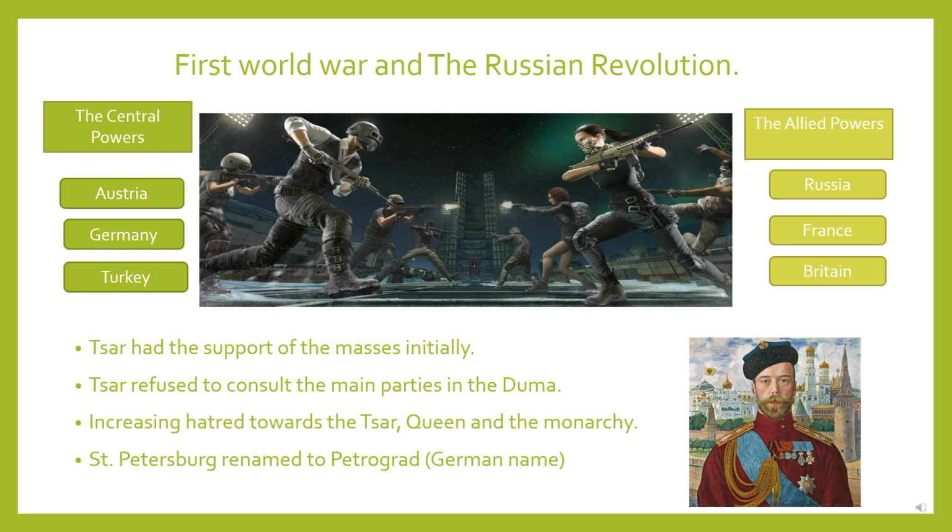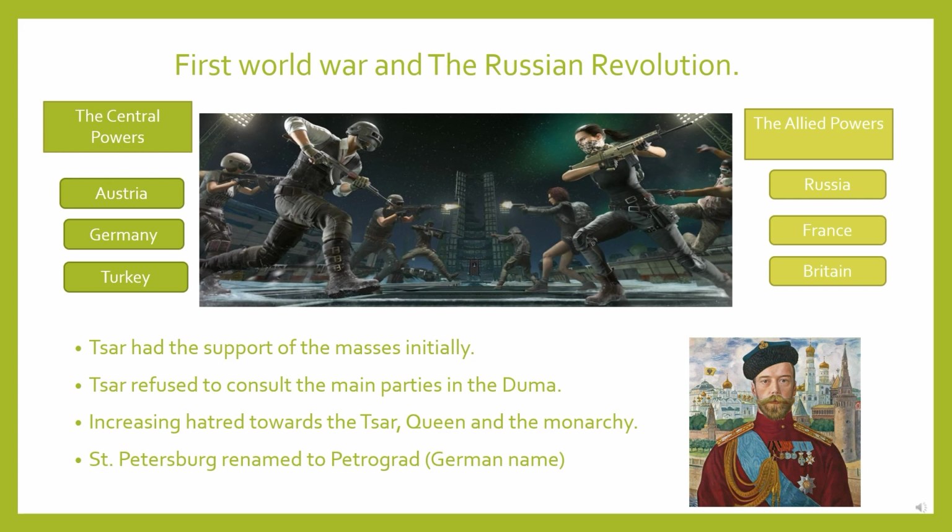Now when we talk about 1914, what really happened then? Yes, the First World War. Now like any other battle, there were two sides here too. The Central Powers with Austria, Germany and Turkey and the Allied Powers with Russia, France and Britain. So we know that Russia was an allied nation. Now initially, since Russia as a country was fighting the World War, people supported the Tsar. But then he refused to consult the main parties in the Duma and took decisions on his own. This raised the discontent among the public.